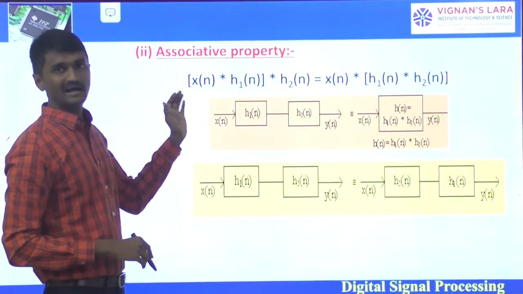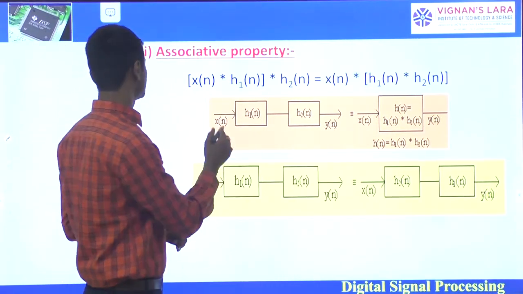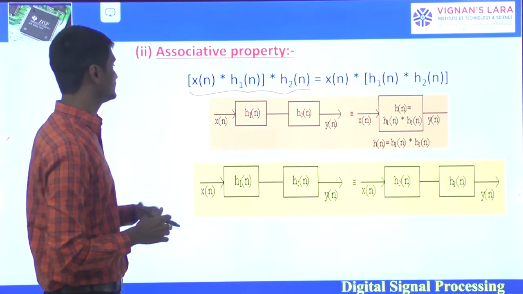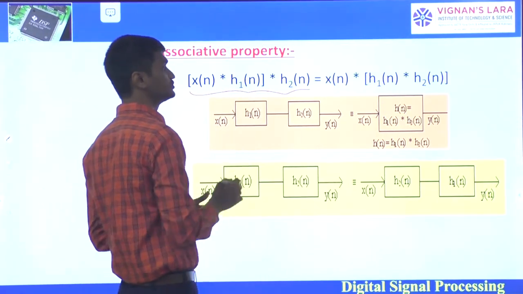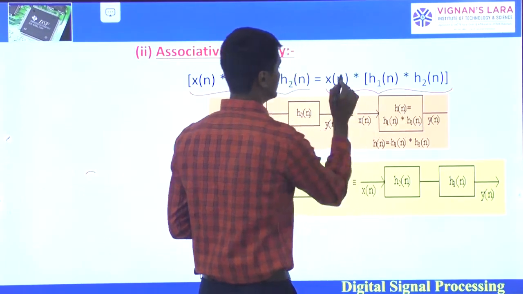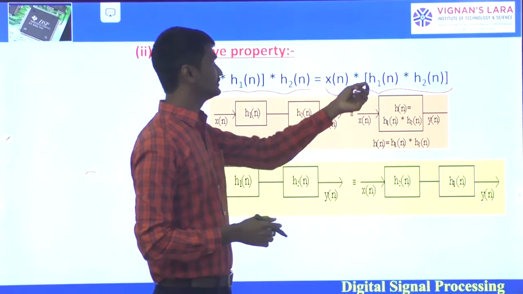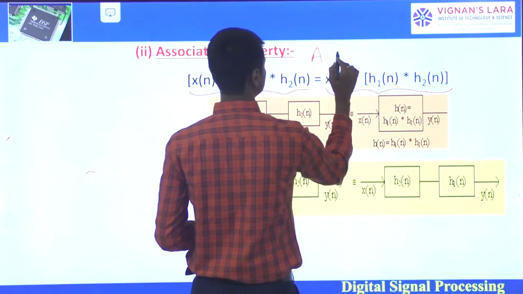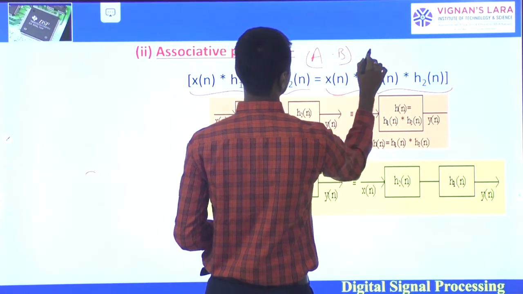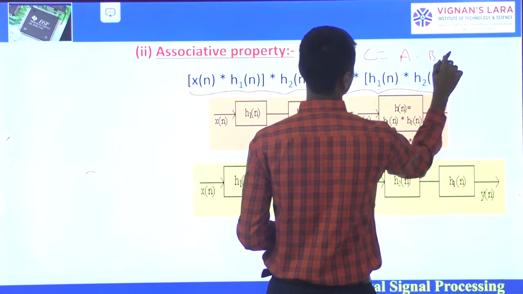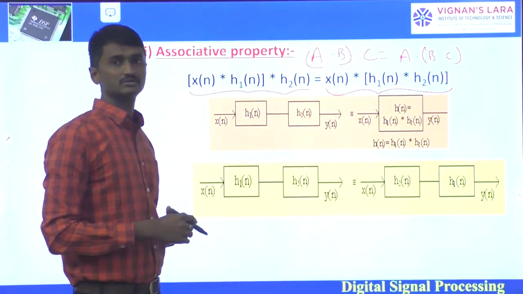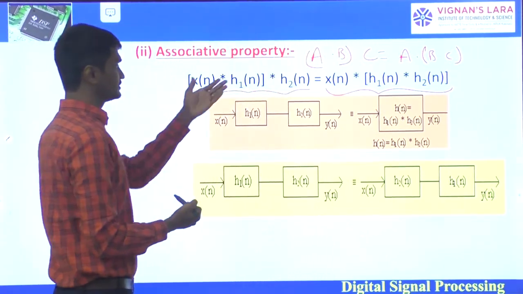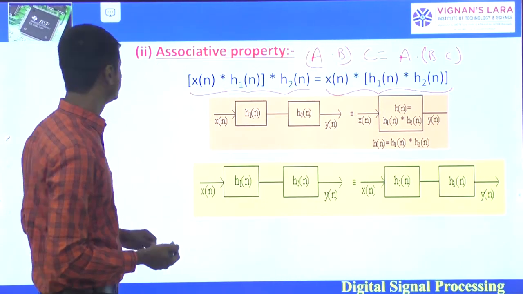The next one is the associative property. Here, the convolution of x of n with h1 of n and then h2 of n is equal to the convolution of x of n with the convolution of h1 of n and h2 of n. It is like (AB)C equals A into (BC). This is the block diagram representation for the associative property.